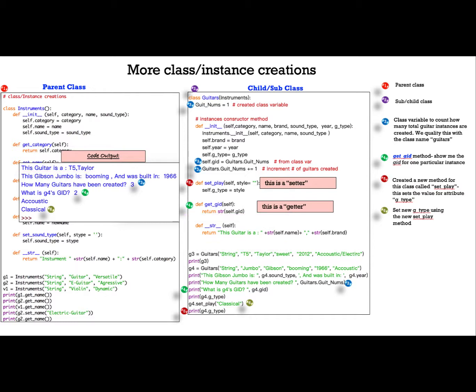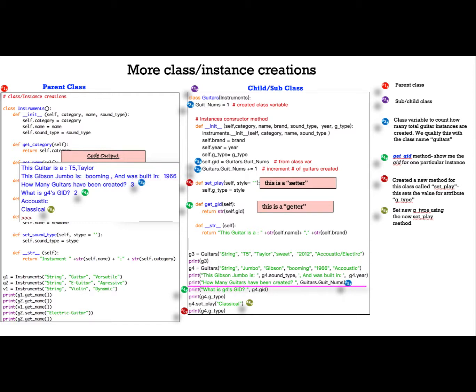Then the next thing we do is we create another guitar G4, and that's a Gibson Jumbo, and we print that out this time by saying something very specific. "This Gibson Jumbo is," and then we call the variable G4.soundType. So we just want to pick up on the sound type, and it was built in, and we pick up on the year. So when we do that, the next print statement says this Gibson Jumbo is booming, and it was built in 1966.